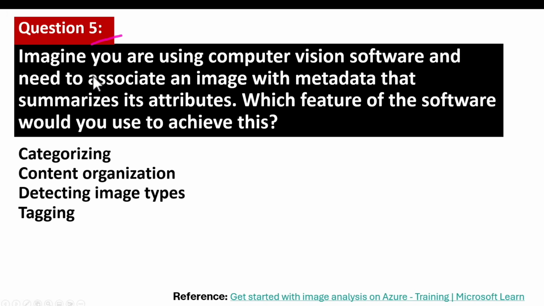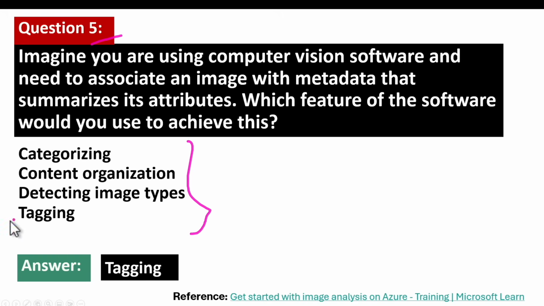Question number 5. Imagine you are using computer vision software and need to associate an image with metadata that summarizes its attributes. Which feature of the software would you use to achieve this? We have four options here. Let's pause it and see if you can guess the answer. The correct answer is tagging.